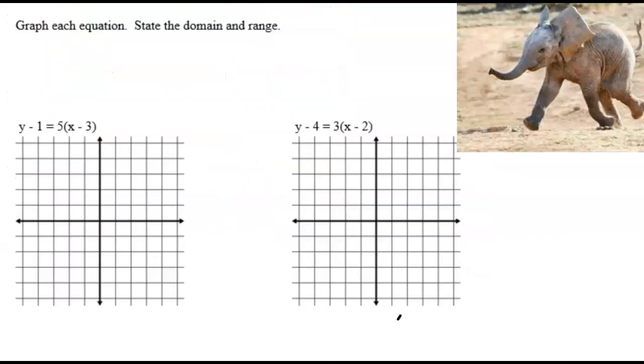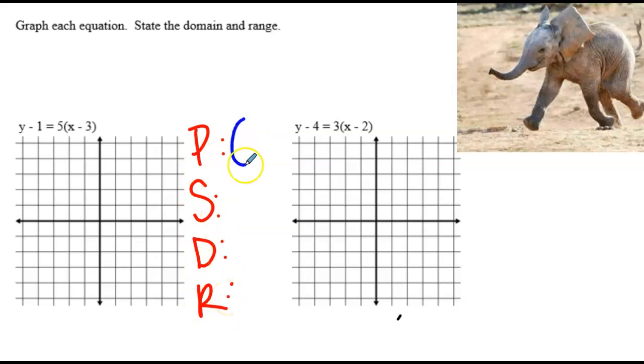Okay, speaking of graphing, we are going to graph each equation. Notice it says point, slope, domain, and range on the side. So I'm going to go ahead and fill mine in. Point, slope, domain, and range. I need all those things. So my point, since this is point slope form, is going to be 3, 1. My slope is going to be 5. We'll talk about domain and range in just a second.